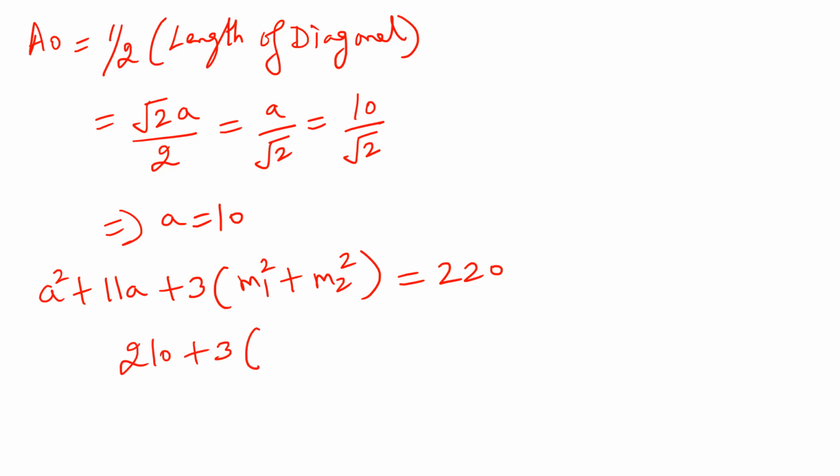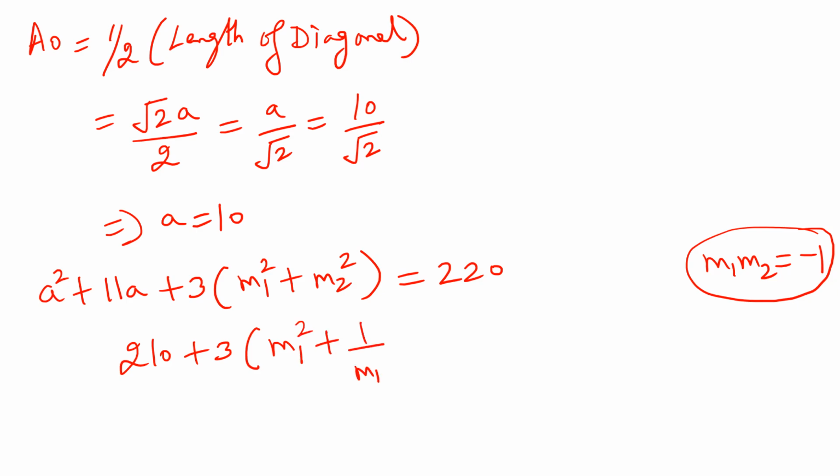Now students, M1 and M2 represent the slopes of two adjacent sides of the square ABCD. And we know that any two adjacent sides of the square are perpendicular. So I can say M1 into M2 will be equal to minus 1. Right? So in place of M2, just put minus 1 upon M1. Now it becomes inside the bracket M1 square plus 1 upon M1 square.